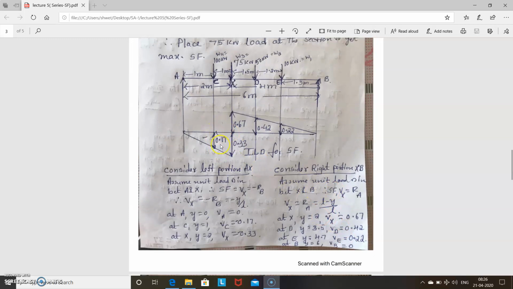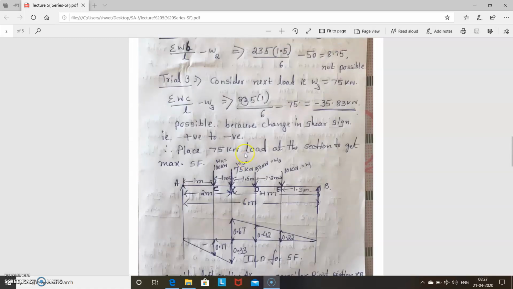Now transfer these points to the diagram. So first portion AX, that is this portion, so minus 0.17, below the line is minus, then minus 0.33, that is this, and then go to the next portion, right portion XB, so at X it is 0.67, and at D it is 0.42, and at E 0.22, and at B 0. So now the ILD for shear force is done.